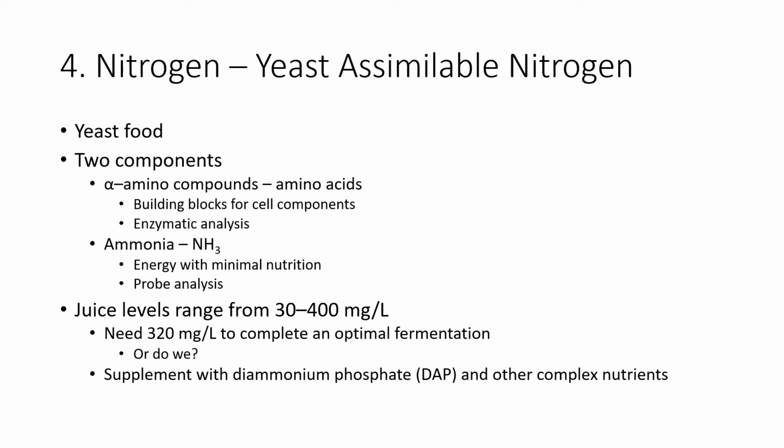Ammonia is easy to add via DAP, and it provides energy with minimal nutrition. So it's sort of like a candy. It's giving you that sugar, if we're thinking about snacks for people, but it's not providing us with really good nutrition. So our nitrogen levels range from 30 through 400 milligrams a liter in juices. And supposedly we need 320 milligrams a liter to complete an optimal fermentation.